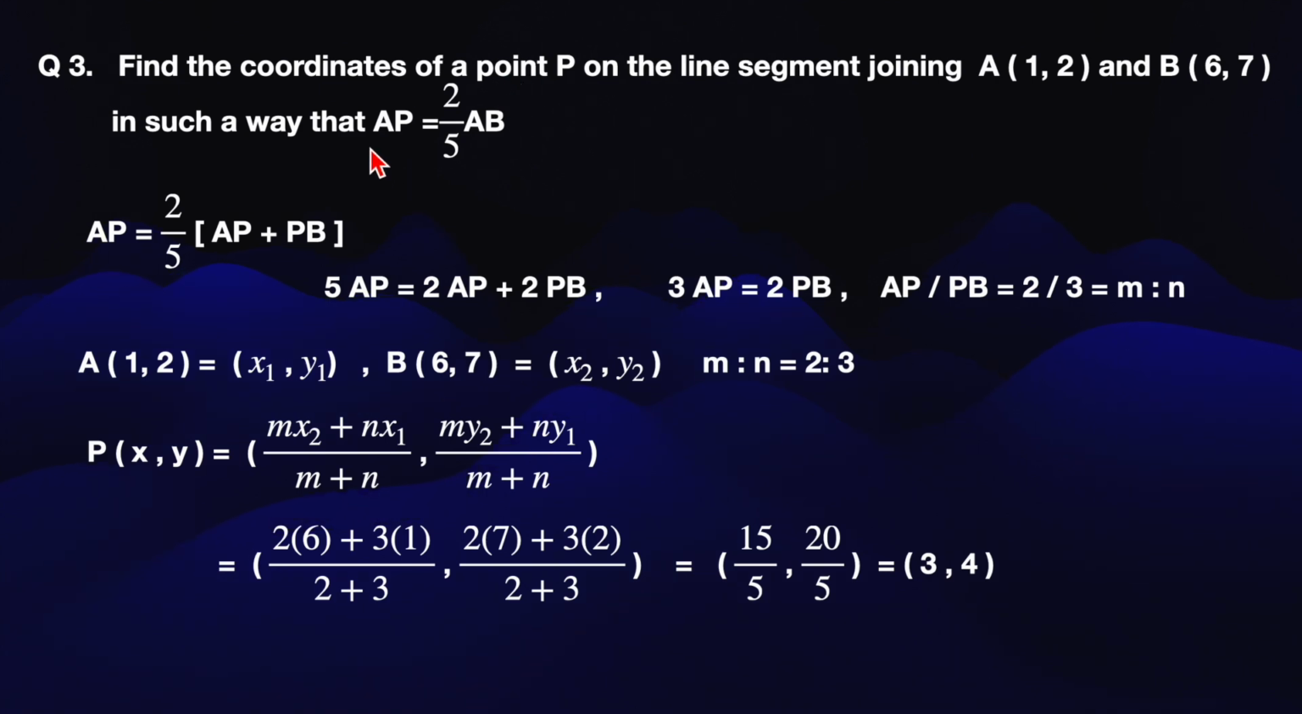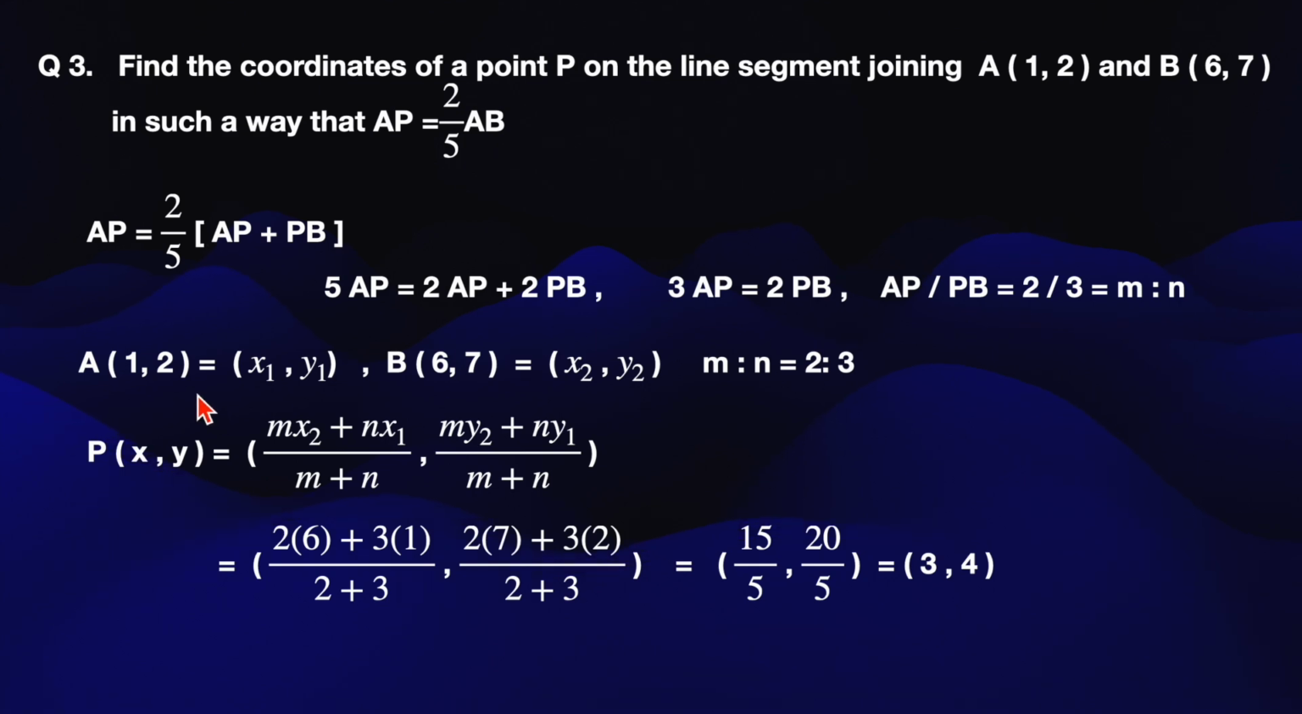Okay, what is AP is equal to 2 upon 5 AB. Okay, AB is AP plus PB, is it not? Because P lies in between A and B. So AB is equal to AP plus PB. Now take the 5 on this side. So 5 AP is equal to, open the bracket, 2 AP plus 2 PB. Take 2 AP on this side, so you get 3 AP is equal to 2 PB. So AP upon PB is equal to 2 upon 3. That is equal to m is to n. So AP upon PB is the ratio. So it is m is to n, 2 upon 3.